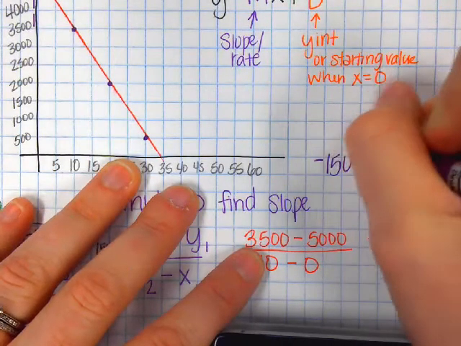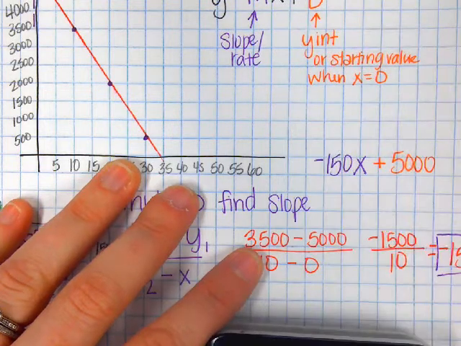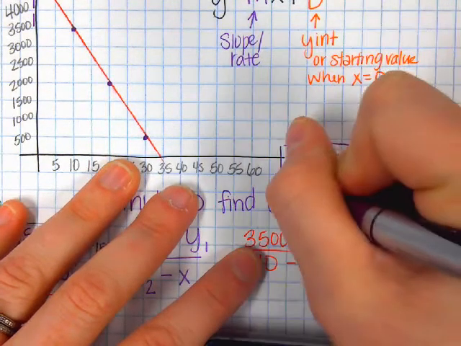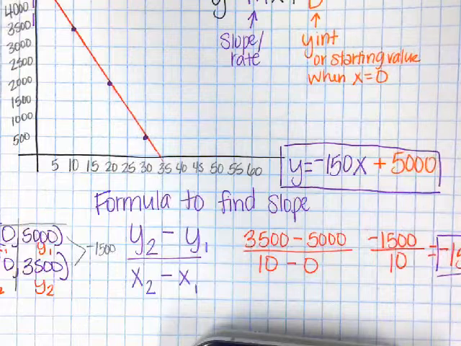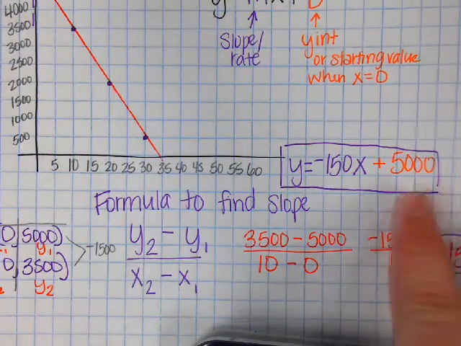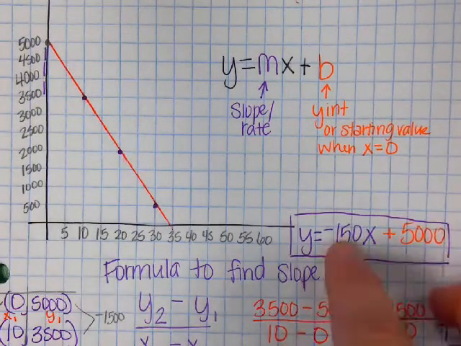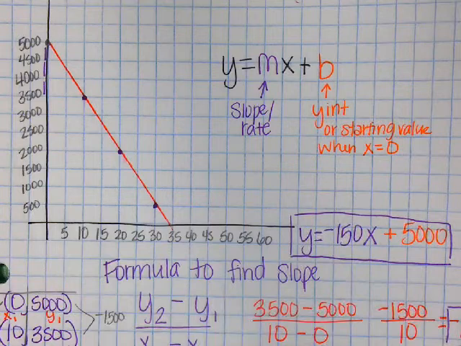So I would do negative 150x. So y equals negative 150x plus 5,000. So that is our equation. So notice the 5,000 tells you where it starts, and the negative 150 is the slope.